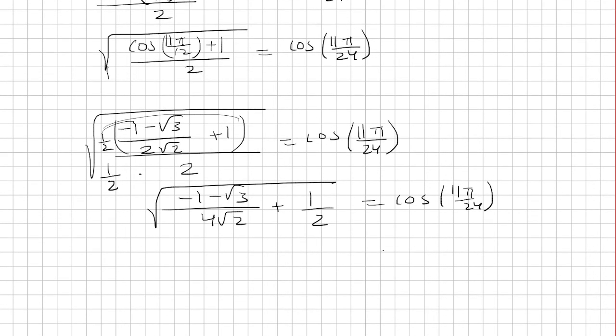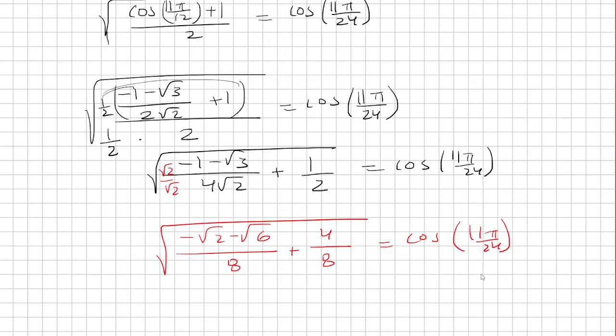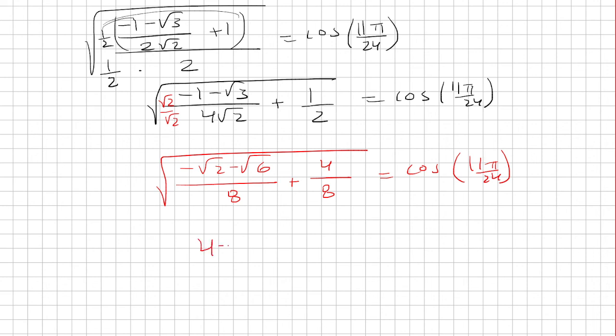Okay. Now, if I multiply the top and the bottom by square root of 2, I get negative square root of 2 minus square root of 6 over square root of 2 times square root of 2 is 2. 2 times 4 is 8. And then I'm going to rewrite 1/2 as just 4/8. Finally, I can just add these. So I'll have 4 minus square root of 2 minus square root of 6 all over 8.